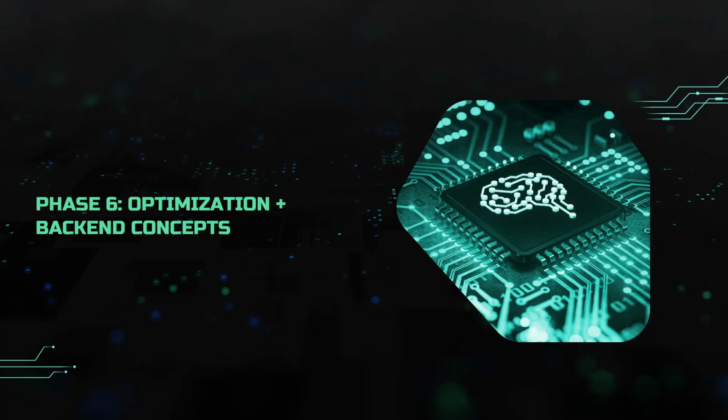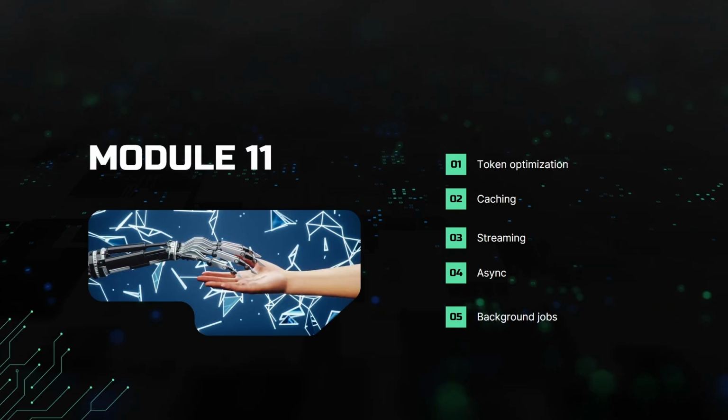Then in phase 6, this is the most crucial part, we are going to see the optimization, and along with the optimization we'll also see some security features, what are the security things we can include here, and with some backend concepts. Here we will see token optimization, caching, streaming, asynchronous action, background jobs. Along with this, we'll also see guardrails for security.